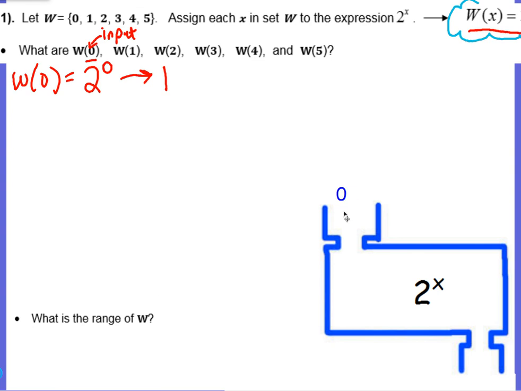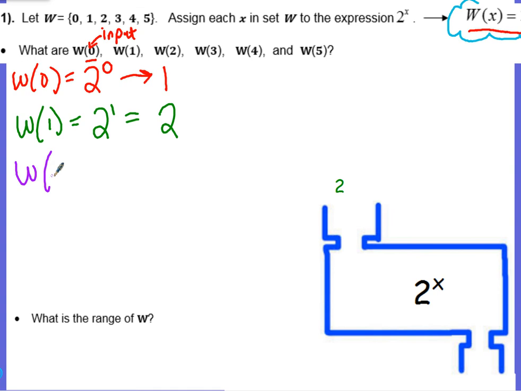Down below over here, we have our magic function machine. Let's see if when 0 is our input, that we get 1 for our output. There it is. We are correct. Now let's input 1 for the function w. So w of 1, I will input 1 everywhere I see x. 2 to the first power. Let's see. When 1 is the input, out comes 2. So 2 is our output.